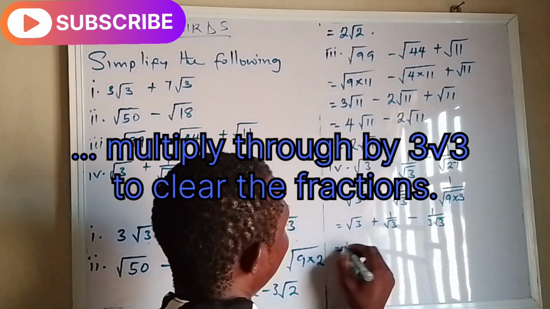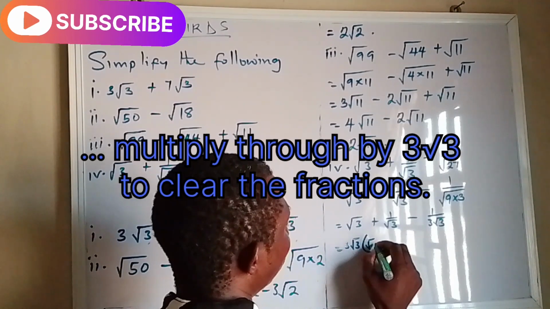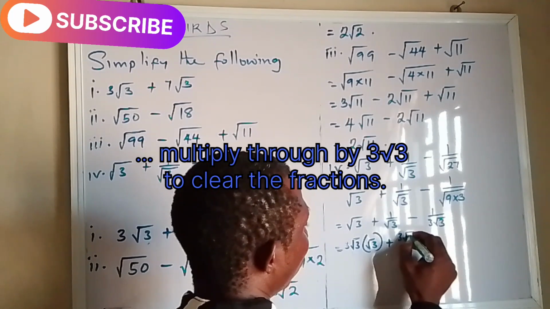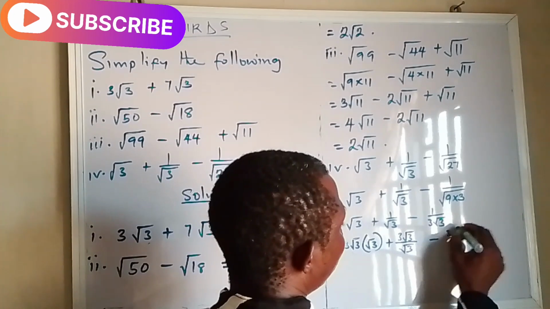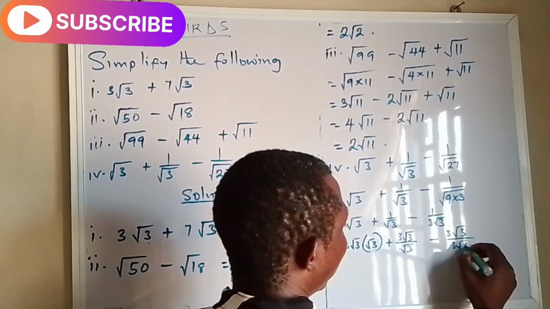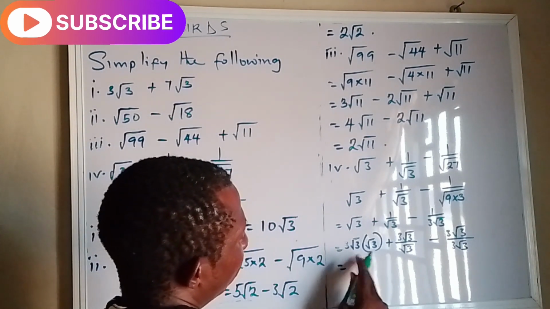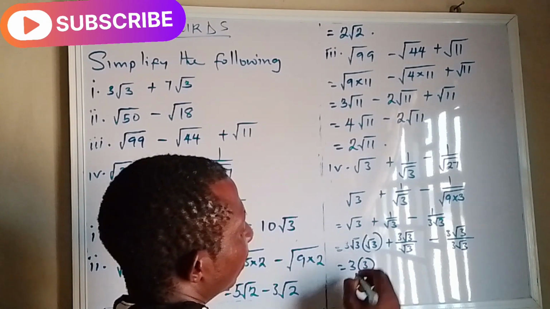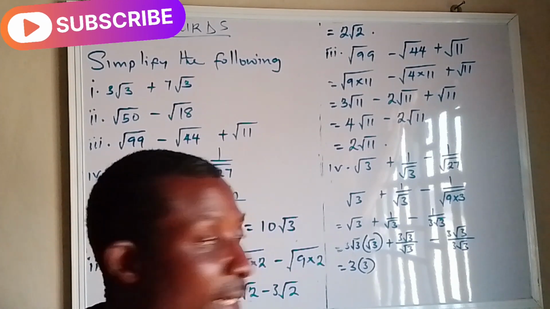So we have 3 square root of 3 times square root of 3. Okay, I use it to multiply this, plus 3 square root of 3 over square root of 3, minus 3 square root of 3 over 3 square root of 3. Okay, so this will give you 3. Now square root of 3 times square root of 3, that's 3, because square root of 3 times square root of 3 is square root of 9. Square root of 9 is 3.